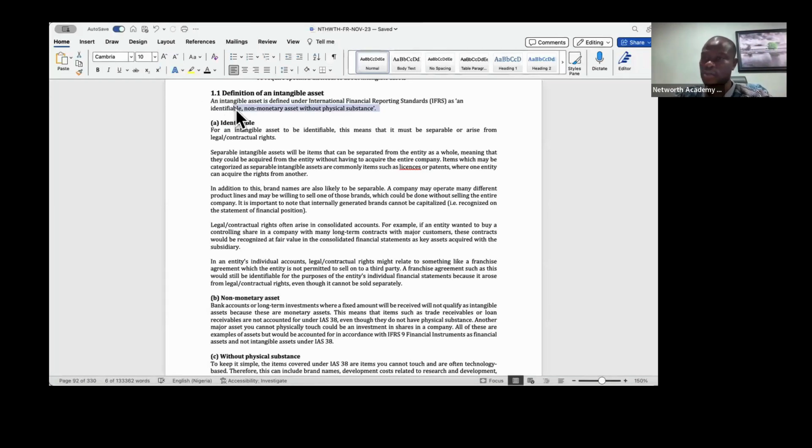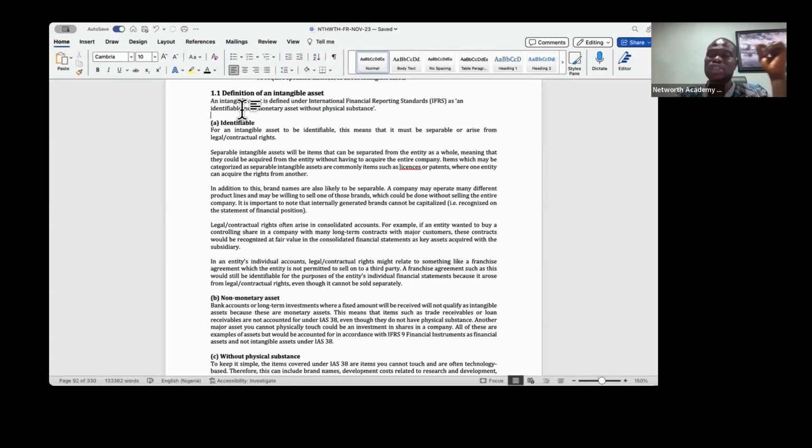You can sell your motor vehicle. You can rent your motor vehicle. You can transfer it, right? And there are some PPE that will arise from contracts, right? Maybe you enter into a contract with somebody that they should give you a motor vehicle that you want to use for your production. So most PPE are identifiable.